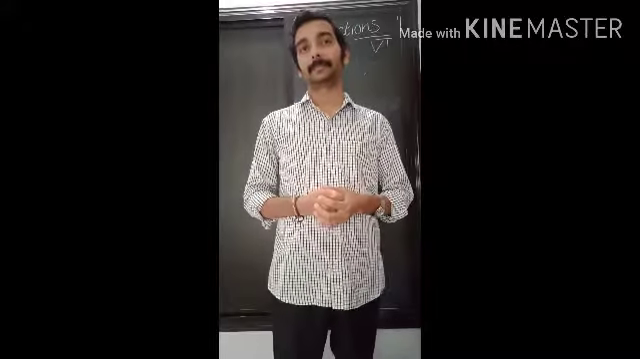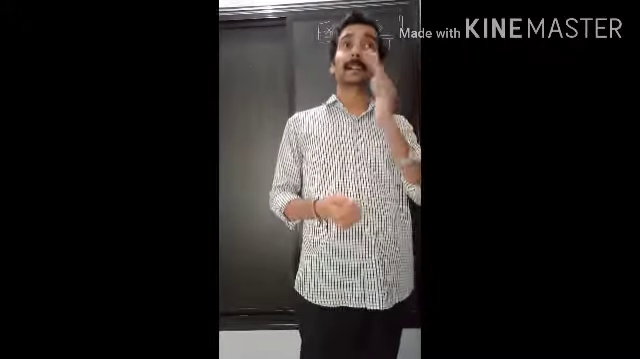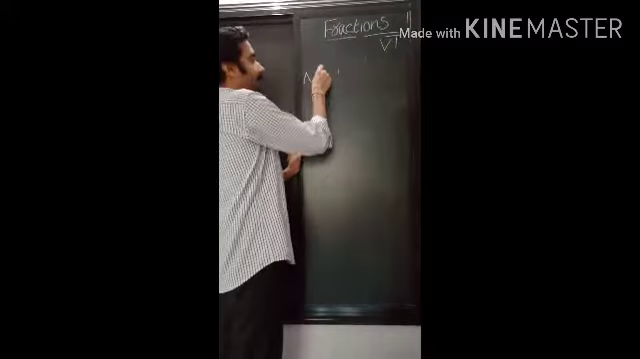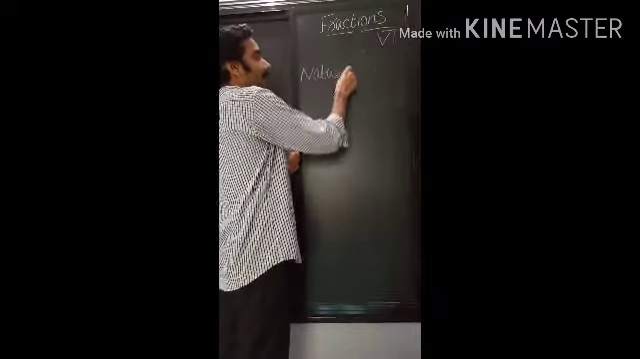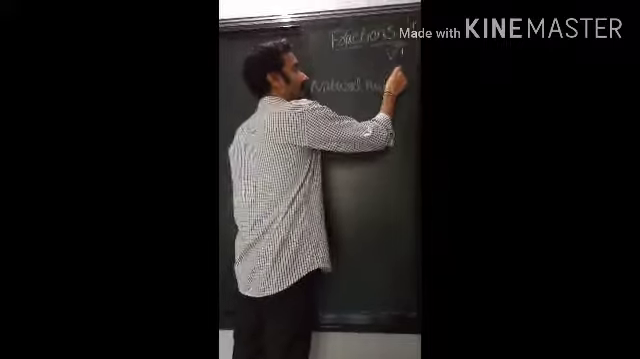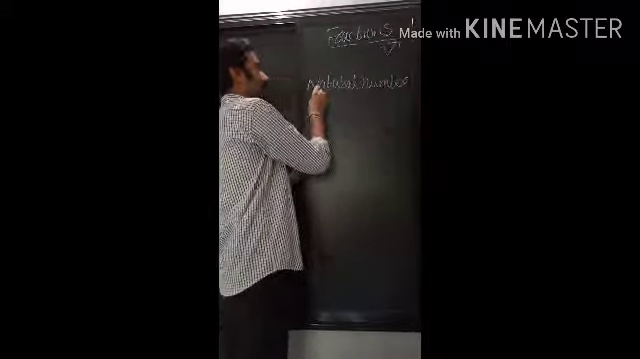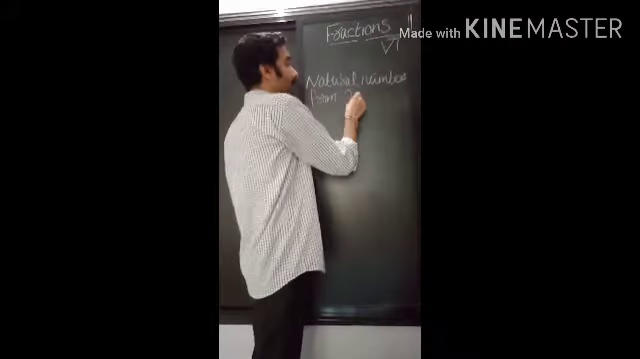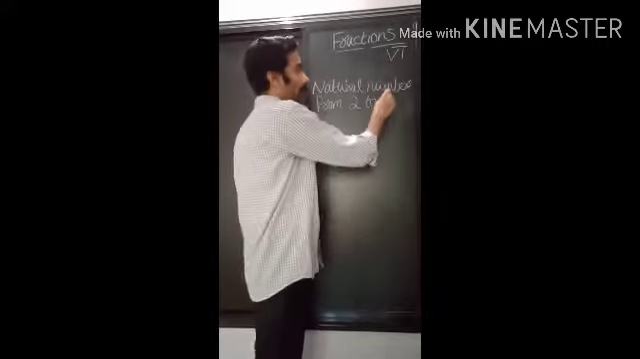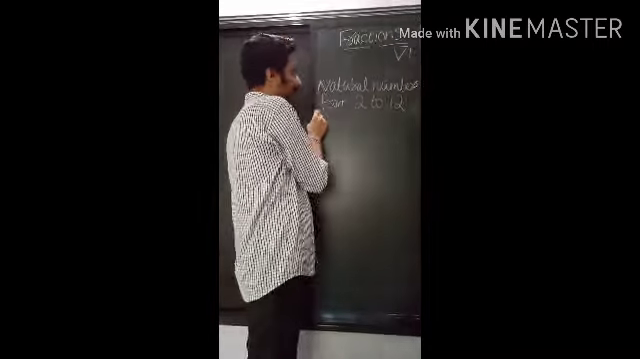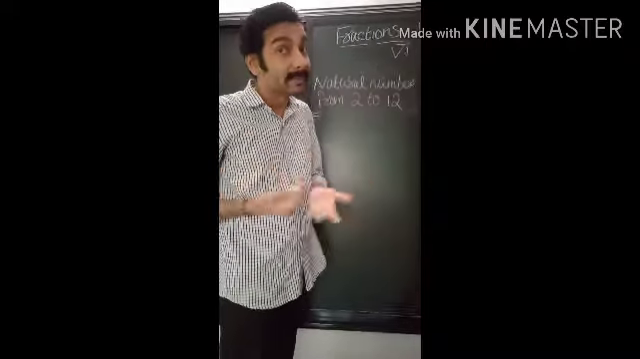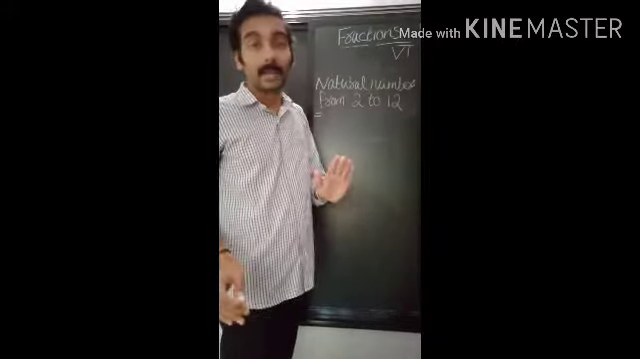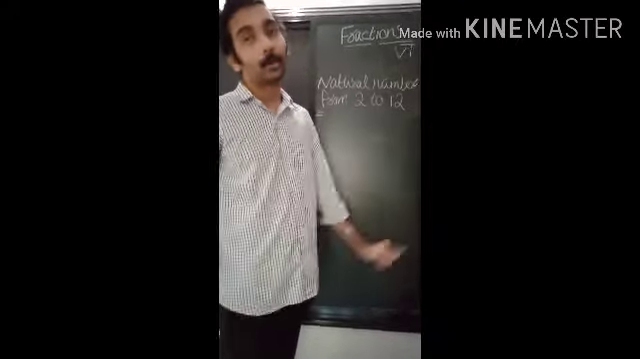It is the eighth question. Very important. First we write the natural numbers from 2 to 12. Natural numbers are counting numbers.